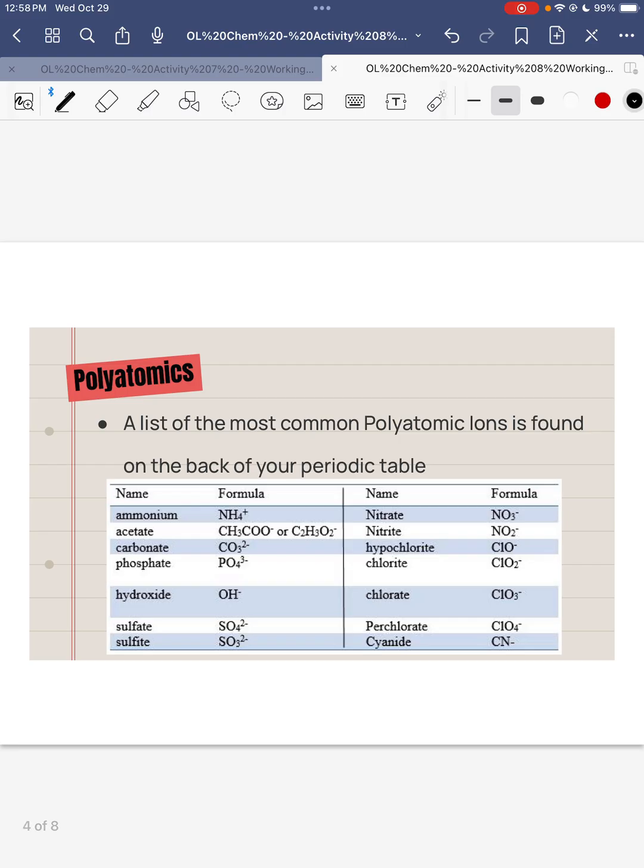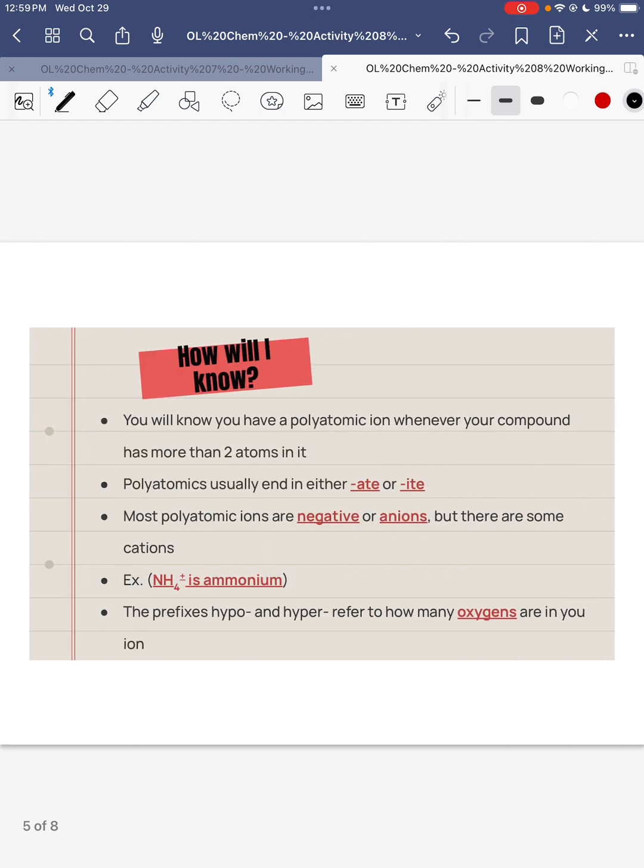A list of the most common polyatomic ions is found on the back of your periodic table. You do not ever have to memorize these. Instead, you'll always have access to your periodic table whenever you need to know these. Some of the most common ones you'll see are ammonium, NH4+, carbonate, CO3 2-, phosphate, PO4 3-, and so forth, as seen on the back of your periodic table.